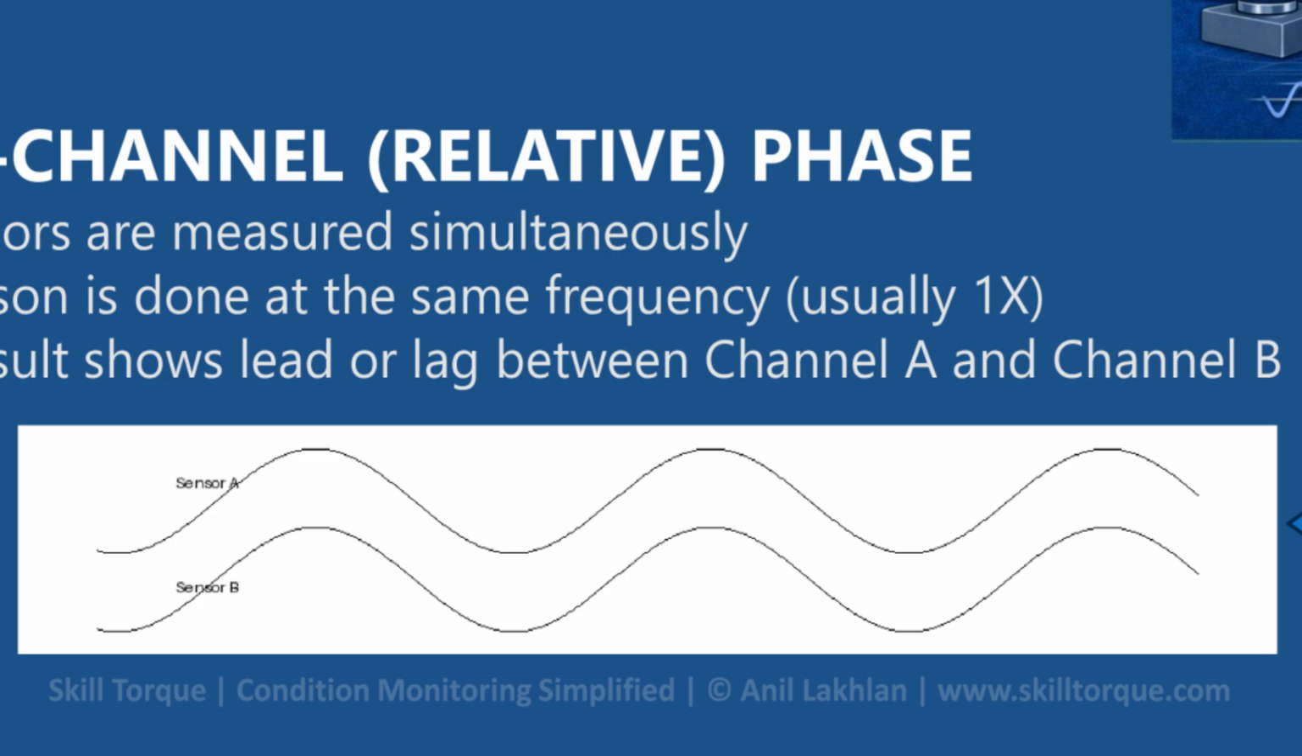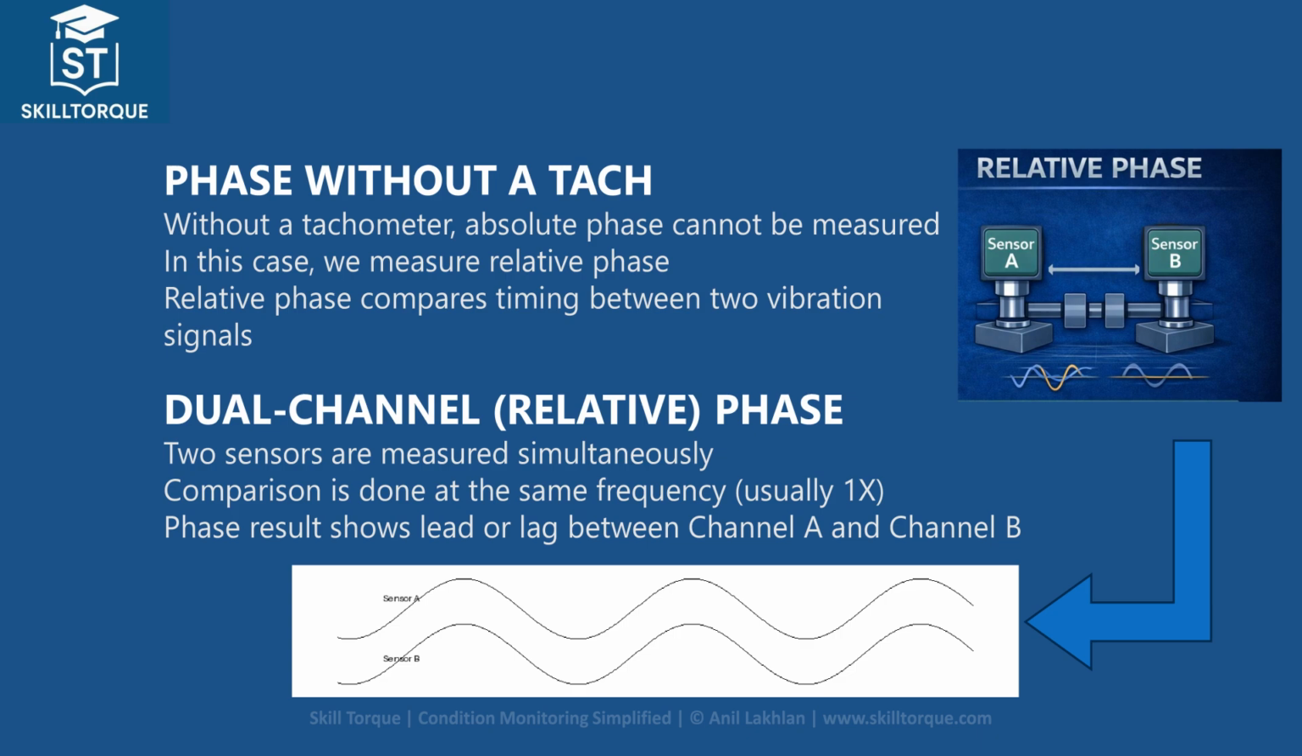So what is the important thing that we have to remember? The same running speed, or you can say the same frequency. It's very important to remember this, otherwise you will make a very wrong conclusion, because whenever you are using two sensors, it's important that the frequency at those two locations on that particular equipment should be the same.